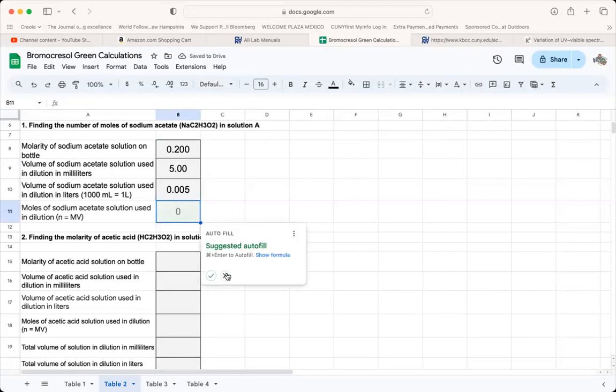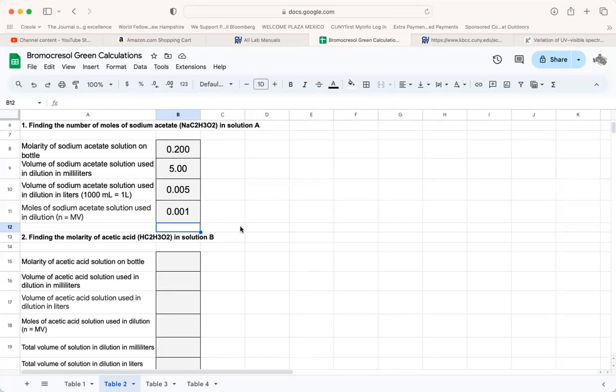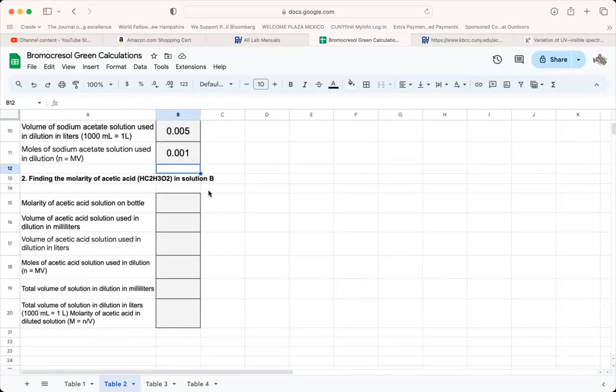And then the moles of sodium acetate solution that were used in this solution. So now what we're doing is calculating the number of moles that are in the graduated cylinder. And we can say the moles is equal to molarity times volume. So equal molarity times volume. Remember, the volume needs to be in liters. Okay, so that's the number of moles of sodium acetate that were used in that dilution. Now we can move on to solution B.